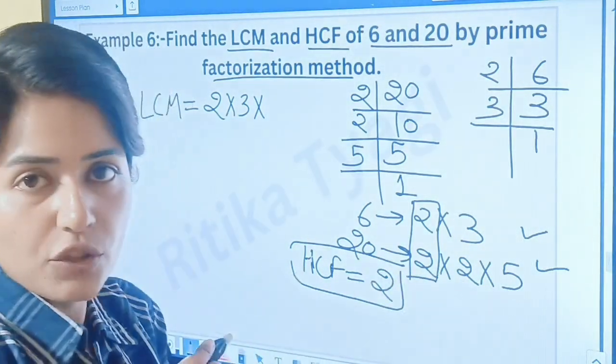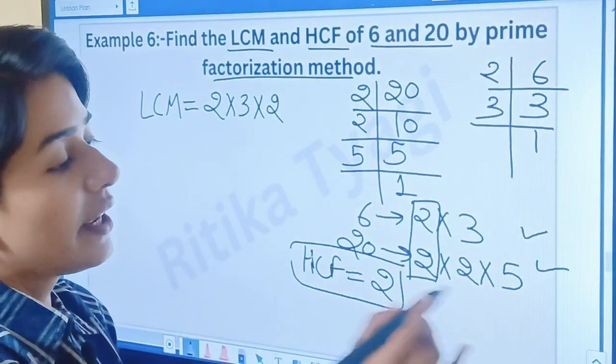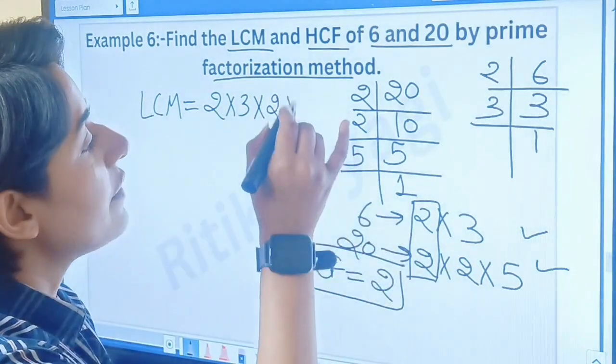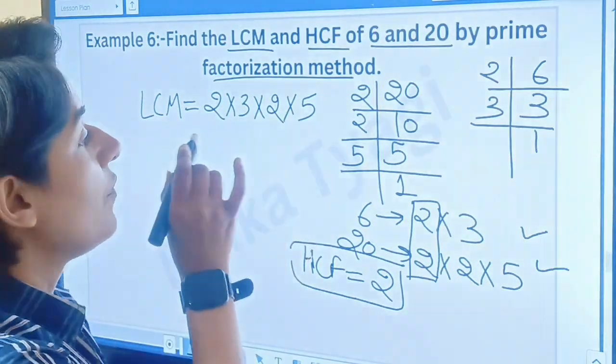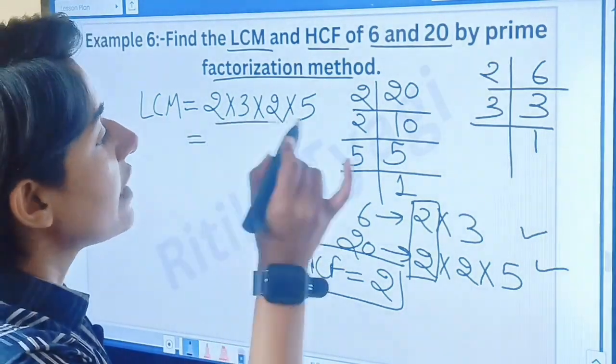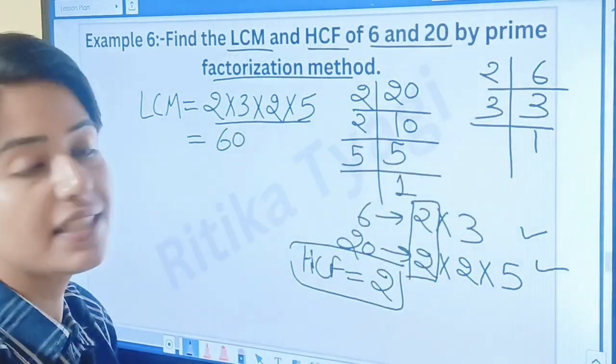2 is present 2 times, but 2 is only 1. So we have to multiply 2. Now it is 5. 5 is not included in it. So we have to multiply it by 5. Now the product of all these numbers is 60. So LCM for 6 and 20 is 60.